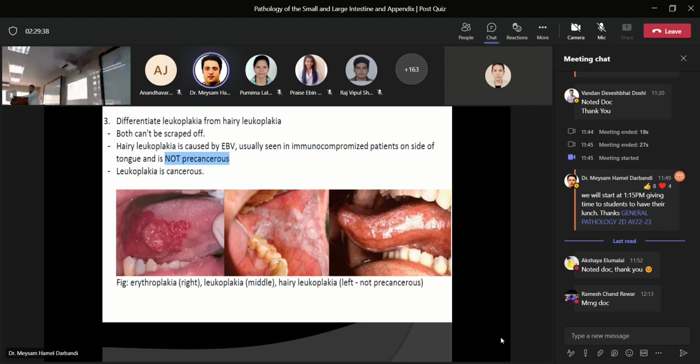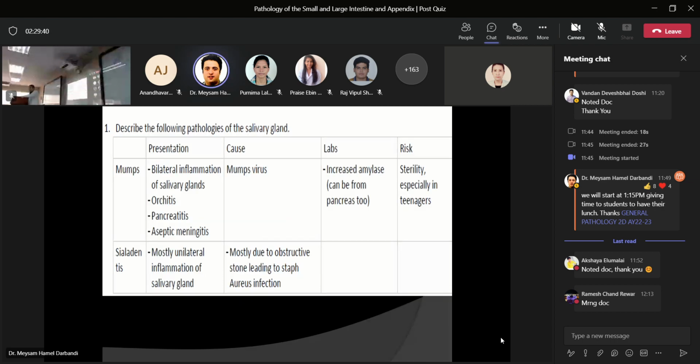So salivary gland. Anita, you were asking me, it's mumps, the disease there, and it's bilateral inflammation of the salivary glands. In a man, if it's a teenager who gets mumps, it can cause even more problems, right? Such as infertility, right? So another one is sialadenitis. What's this? Sialadenitis is mostly unilateral inflammation of the salivary gland.